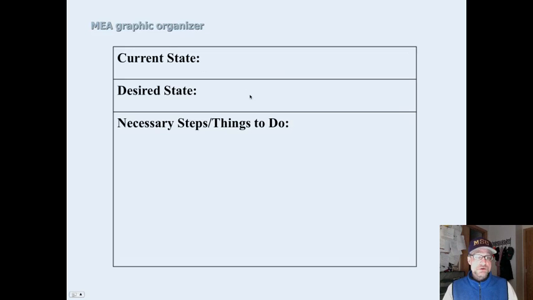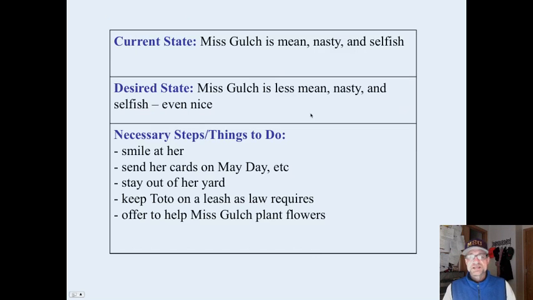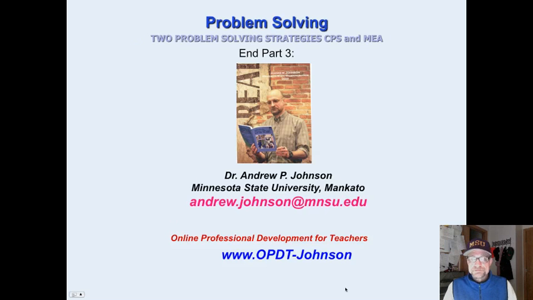Here's a nice little graphic organizer: current state, desired state, necessary things to do. If I define the solution, I'm just going to get a very limited perspective on this. An example, Miss Gulch is mean, nasty, and selfish. We want her to be less so, things to do, and I'm just generating a whole bunch of ideas and all of these things. That's an example. All right, 2 problem-solving strategies.